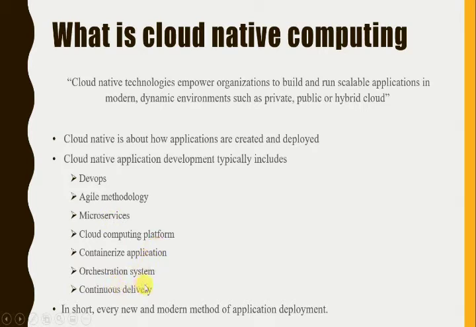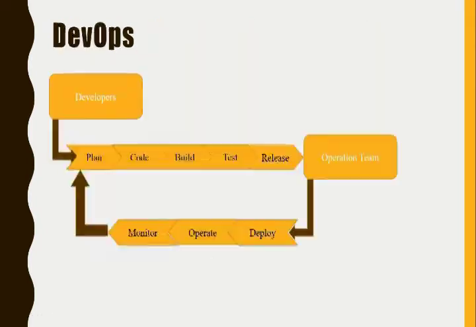Now let's discuss each process of cloud native computing step by step in detail. The first one is DevOps. DevOps is actually a combination of two words: Dev, meaning developer, and Ops, meaning operational team. Developers are those who plan the program, code the program, build and test the program.